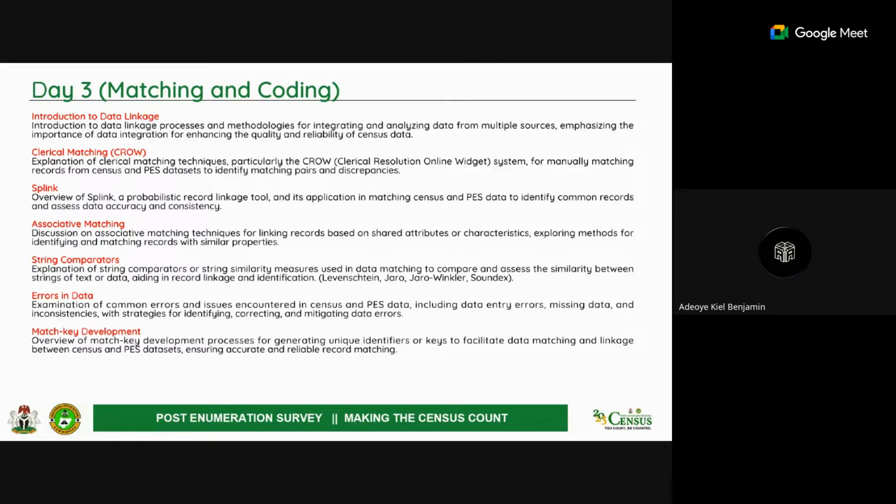We're going to be doing a little bit of practical, if time permits, on one of these tools, or maybe two of the tools. Errors in data. We were taught about errors in data.